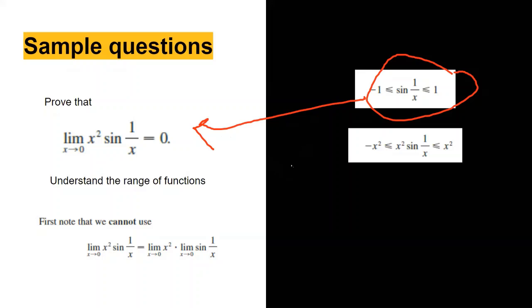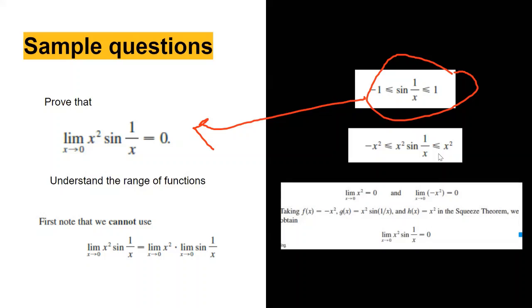This one would look like negative x squared is less than x squared sine 1 by x, which is less than x squared. Now, while we cannot compute the limits for x squared sine 1 by x, we can actually compute the limits for negative x squared and x squared, both of which actually tend to 0 when you just substitute 0 into x squared. And if the two halves of it turn to 0, the middle part is also 0.